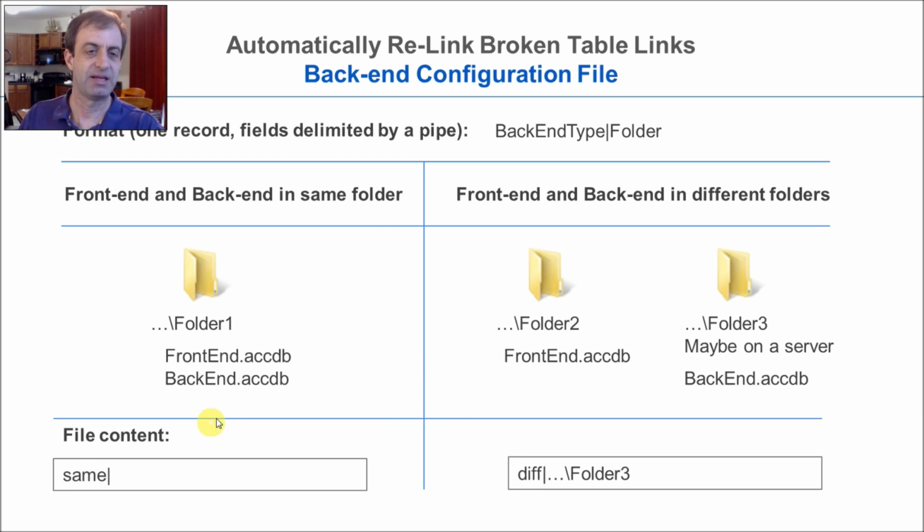And by same, again, I mean that we have this arrangement over here. We have a folder somewhere on someone's machine, and the front end and the back end are both in that same folder. If we have the front end in one folder and a back end in a different folder, or a back end on a completely different machine, say a file server, we're going to put the word diff in that first field, back end type, and then we're going to have our delimiter, our pipe, and the second field, called folder, that's going to hold the location of the folder where the back end resides.